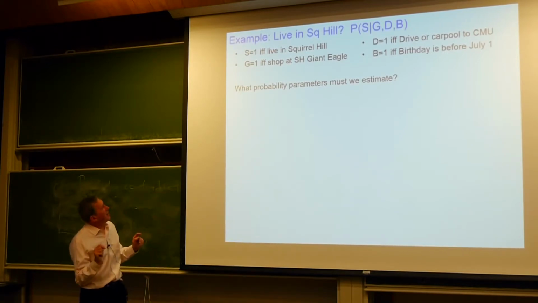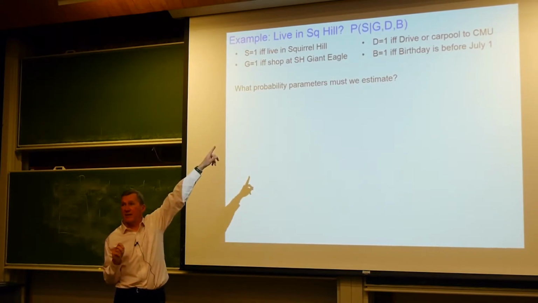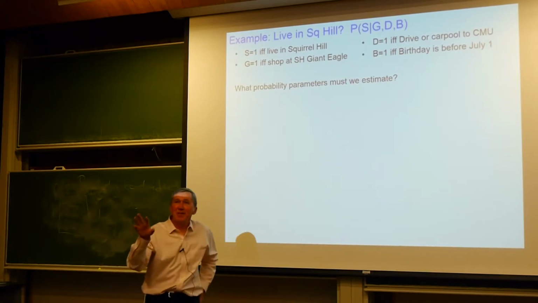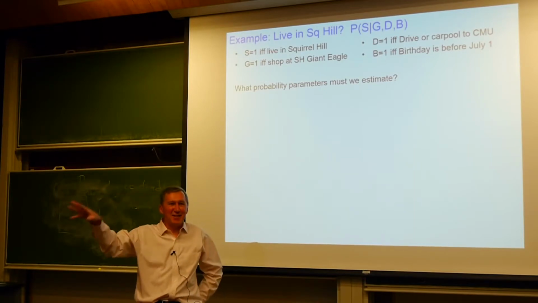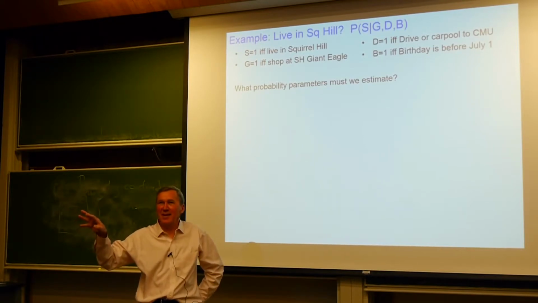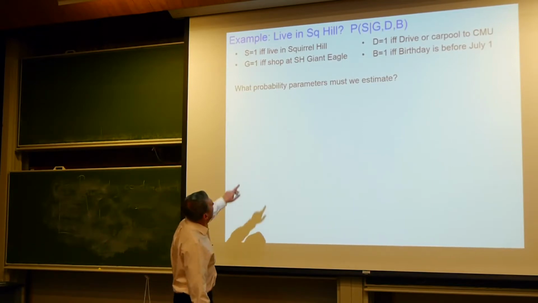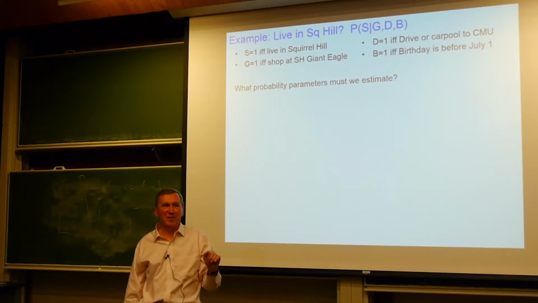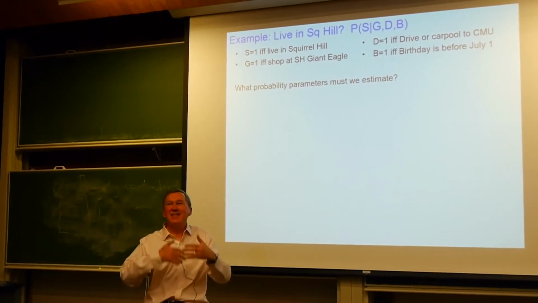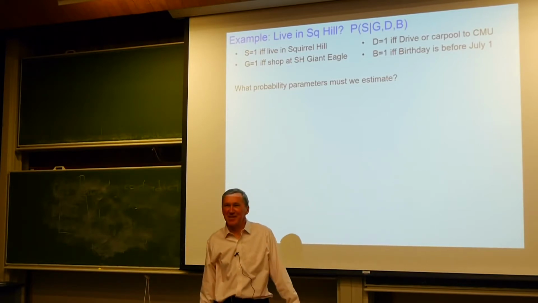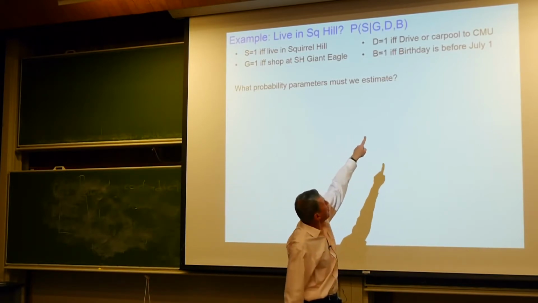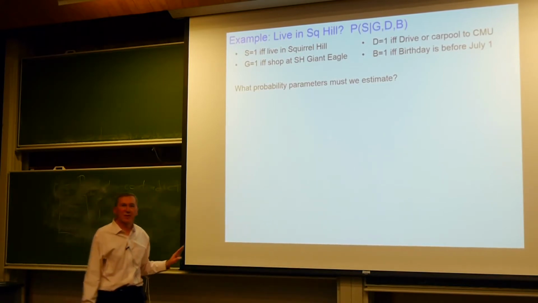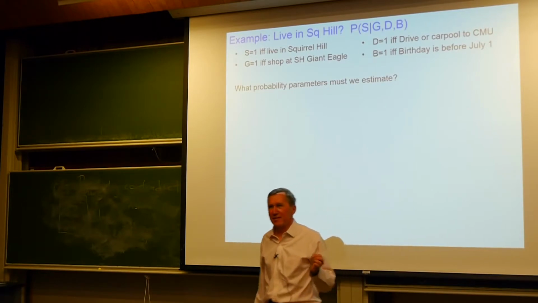Okay, and the classifier we will train is one that's going to predict whether you live in Squirrel Hill, given the variables g, d, and b. G is 1 if you have shopped at any time since September in the Giant Eagle that's in Squirrel Hill. If you don't know what the Giant Eagle in Squirrel Hill is, you haven't shopped there. Your value is 0. D is 1 if and only if you drive to CMU or carpool to CMU. And there, let's say, if you've done it at least 10 times since September. B is 1 if your birthday is before July 1st and 0 otherwise. Okay, so those are 3 features from which we're going to train a classifier to predict whether you live in Squirrel Hill.